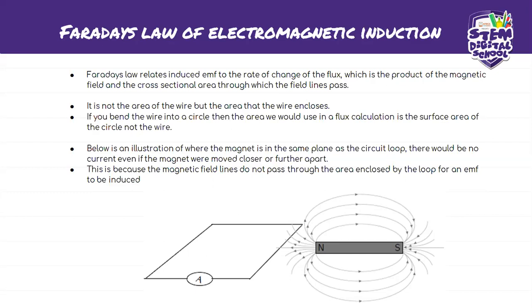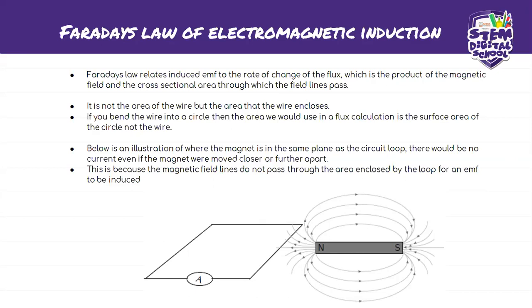Remember, we said that the flux is equal to BA, where B is the magnetic field and A is the cross-sectional area, and then we also have the cos theta, through which the field lines pass. It is not the area of the wire, but the area that the wire encloses that we're talking about in this case.